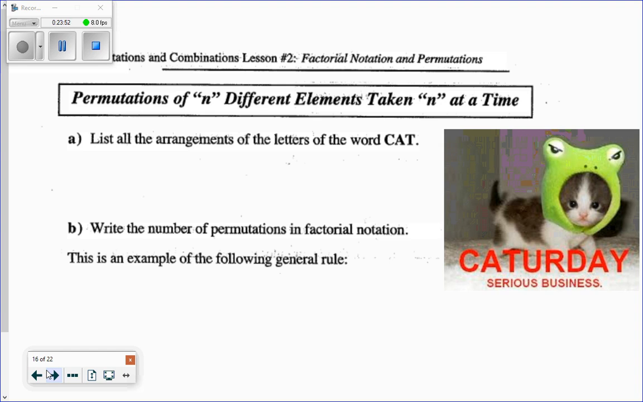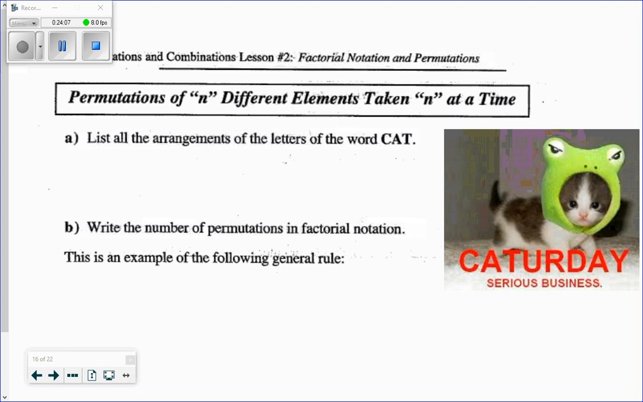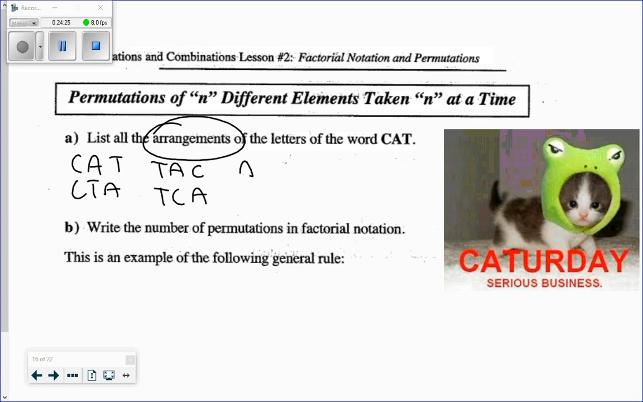Okay, so permutation. This is now on the next page. We're just going to work through these examples together. It says list all the arrangements of the word cat. So again, it's arrangements. Every time I change the order of the letters, I get a new arrangement. So this is a permutation. So we've got CAT, CTA, TAC, TCA, ACT, ATC. So there are 6 arrangements.